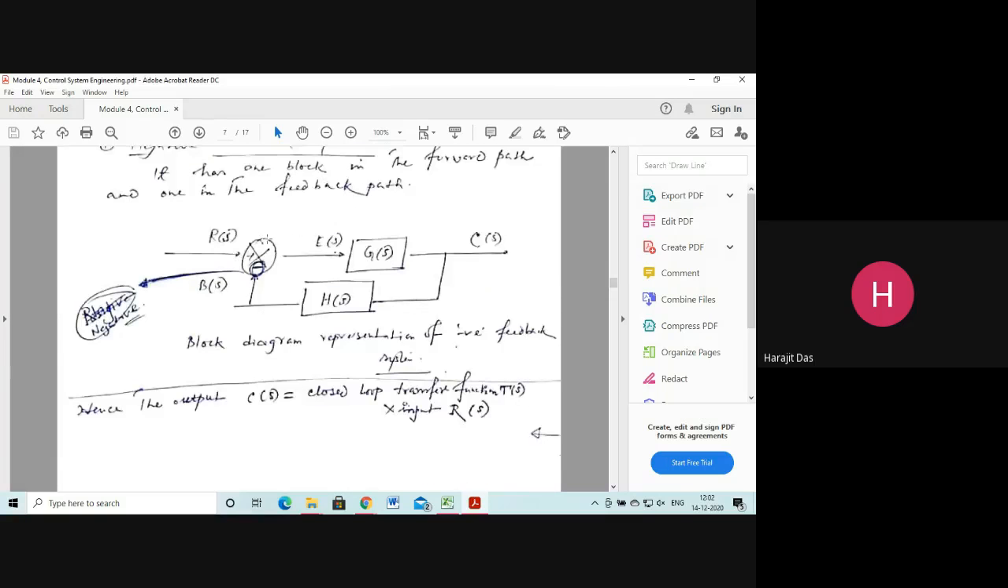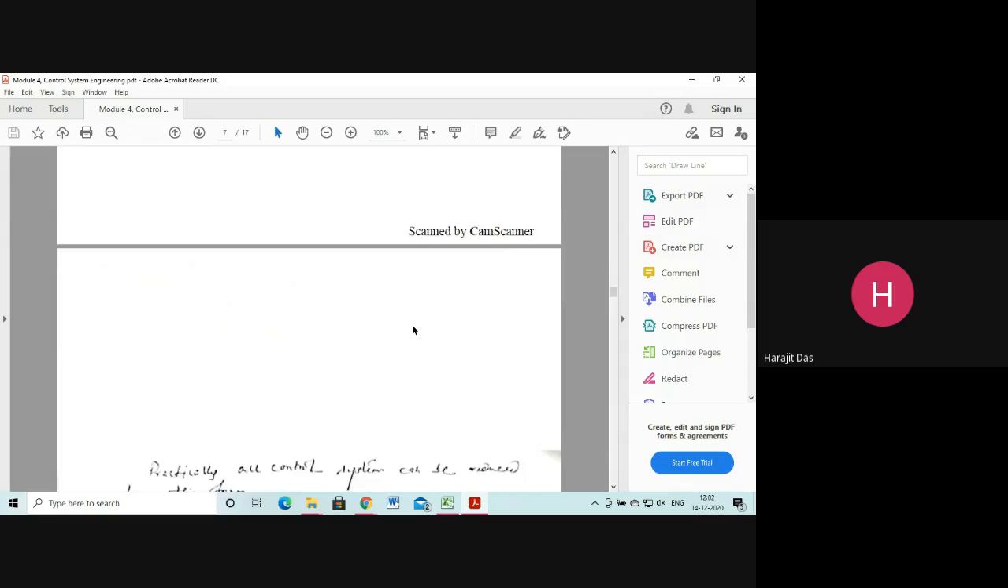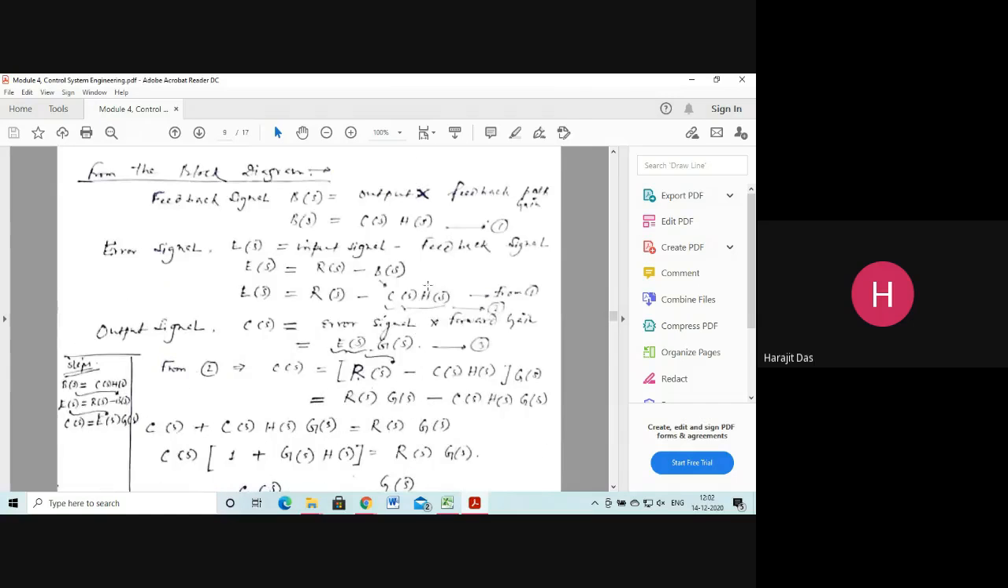So here in this comparator, you subtract from R(S), because this will be higher, 20 degrees, and you are getting 18 degrees. So 20 degrees minus 18 degrees, what will you get? You will be getting 2 degrees, isn't it? That will be your error signal. Now E(S) is what? R(S) minus B(S), and B(S) is C(S) into H(S). So C(S) into H(S) I have written. Mark it 1, mark it 2.